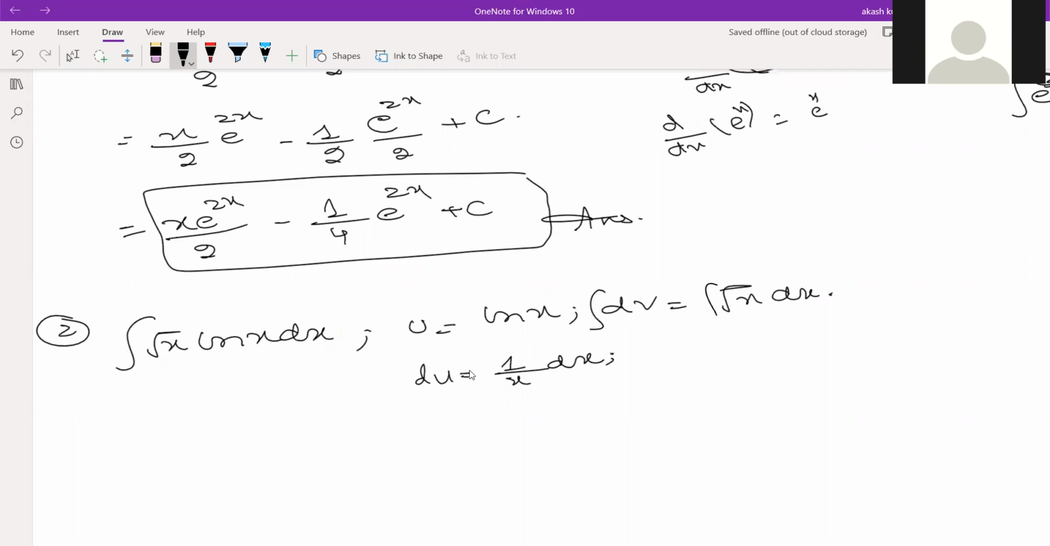And the integral of it will be v. Now it is x raised to the power half. We will be adding 1 to the power because we are going to apply the power rule here and then divide it with the same power. So it becomes x to the 3 by 2 divided by 3 by 2. Is it clear?